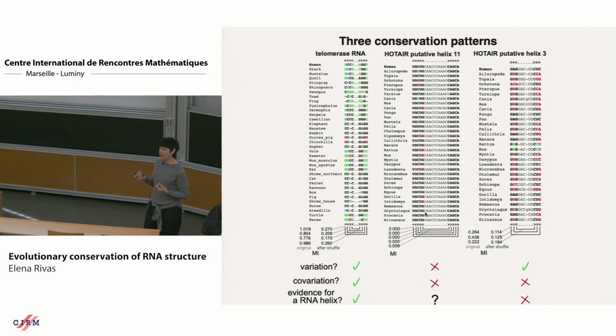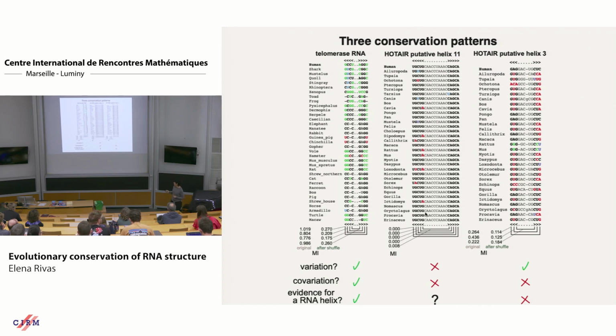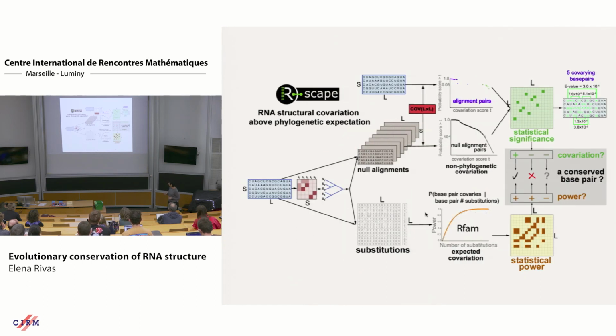So that, in fact, is a signature of evidence against a base pair, because you have enough variation. If these were covariant, you should see it already, and you don't. So that's the other piece that we add to R-SCAPE. In addition to having the covariation based on some covariation measure, you have the covariation analysis with your null alignments. You also do the substitution analysis.